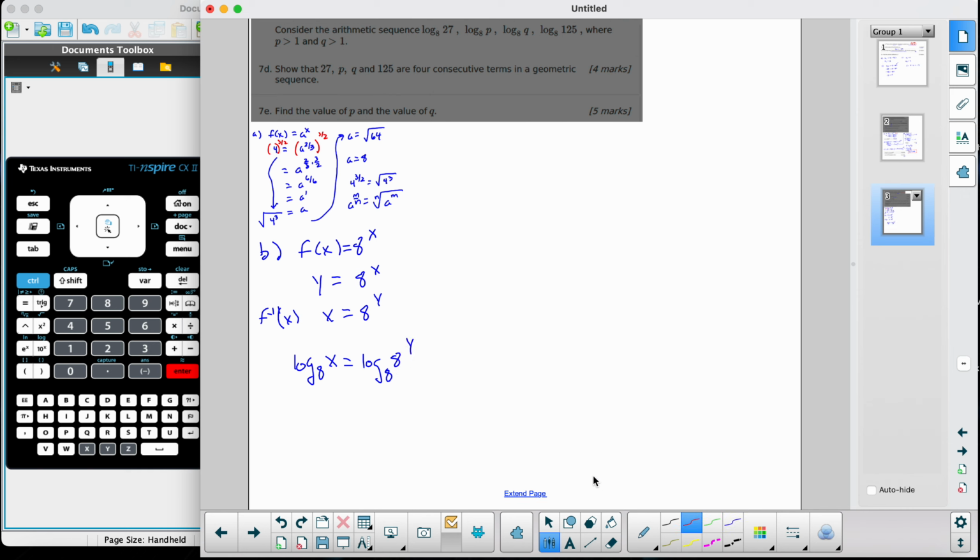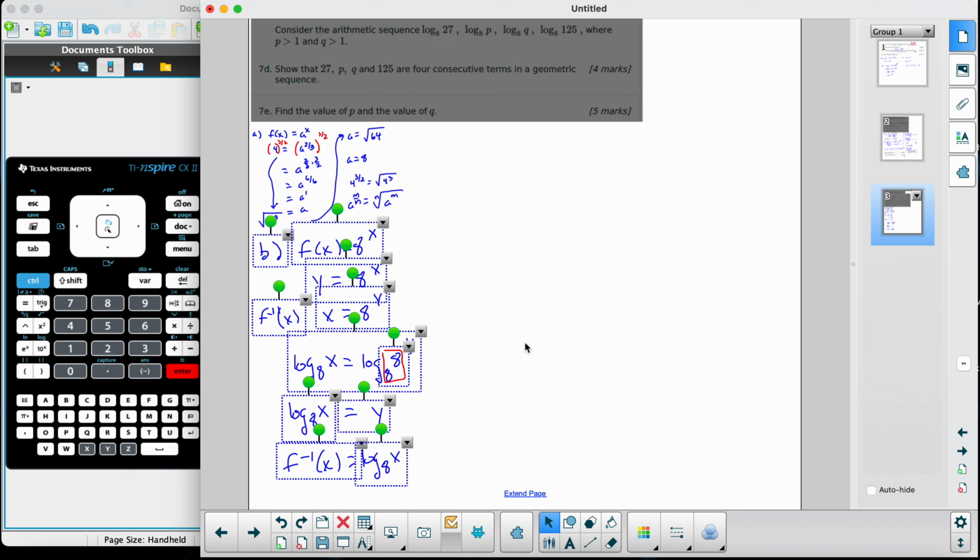And the reason I'm doing that is because I can choose any base I want. If the base 8 is the same as the argument 8, right? If these guys are the same, then the logarithm is equal to whatever the exponent is. So that means y equals log base 8 of x. So that's our inverse. F negative 1 of x is equal to log base 8 of x. Sweet. Boom. We got that all going for us.